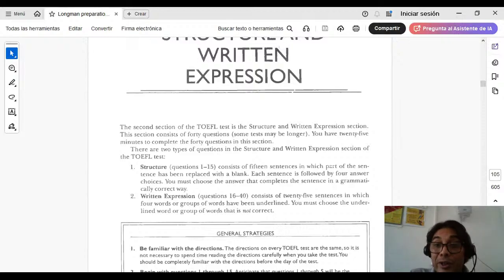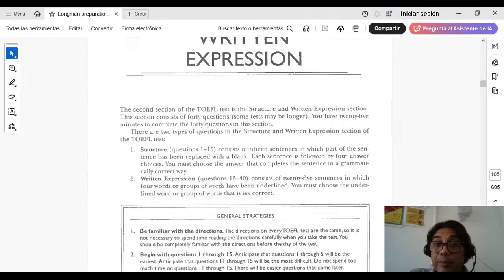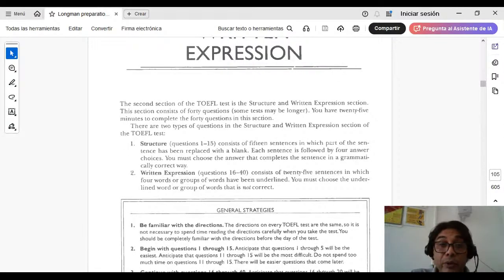Here, many students or participants get confused because they do not understand the instruction, what is expected of them or us during questions 16 to 40. The underlined word or words is the one that is incorrect.